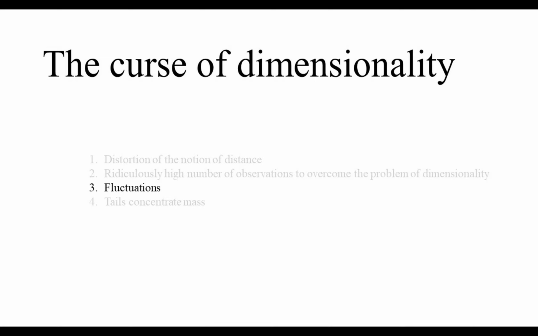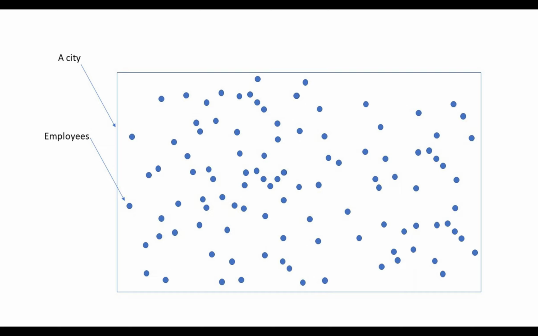Right now, we will see the last two aspects of the curse: the cumulation of fluctuations, and the concentration of the mass in the tail, or the crust. Let's start with the fluctuations. Suppose we have a population of employees in a city, and we would like to estimate the expected value of the salaries of all employees.